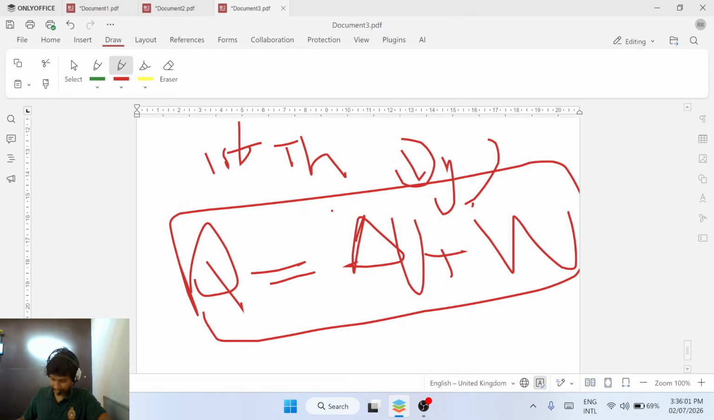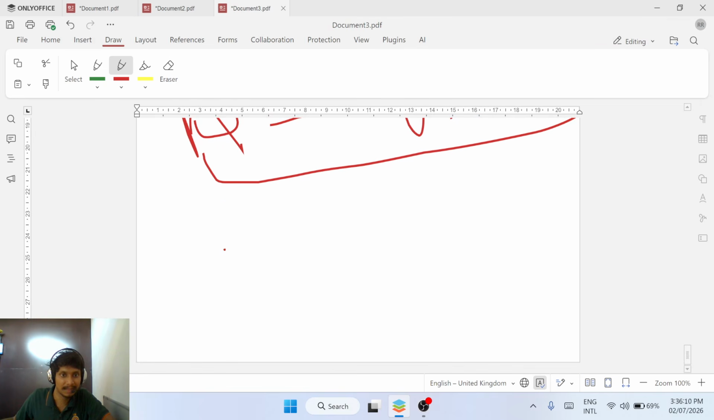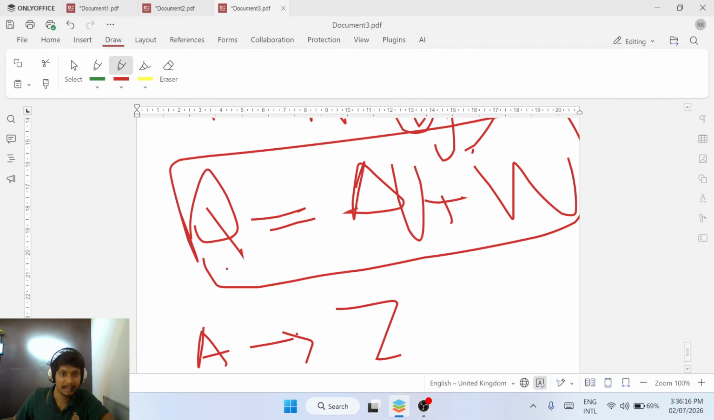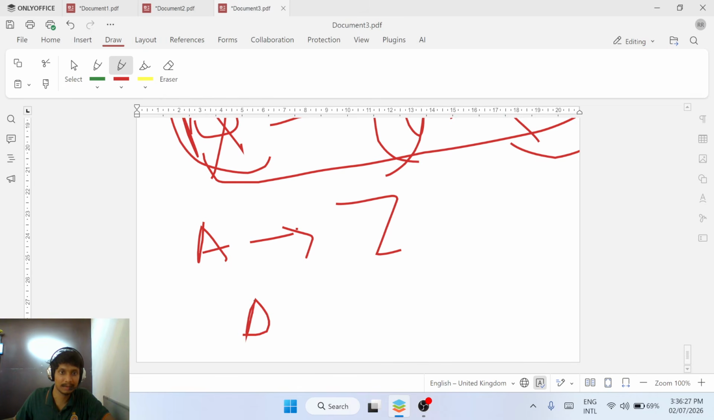We discussed how to memorize this equation. If you say the alphabet from A to Z in order, Q comes first, then U, then W. Q is equal to delta U plus W.